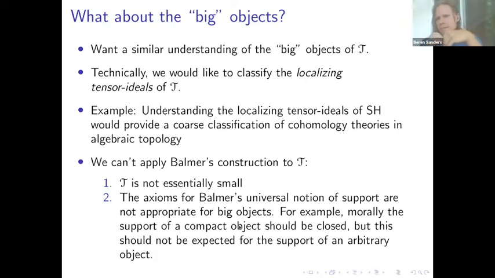But if we're talking about big, non-compact, infinite dimensional things, some of those axioms are not really to be expected. And so that is really more the issue for why we can't apply the previous discussion to these big tensor triangulated categories. Are there any questions at this point?